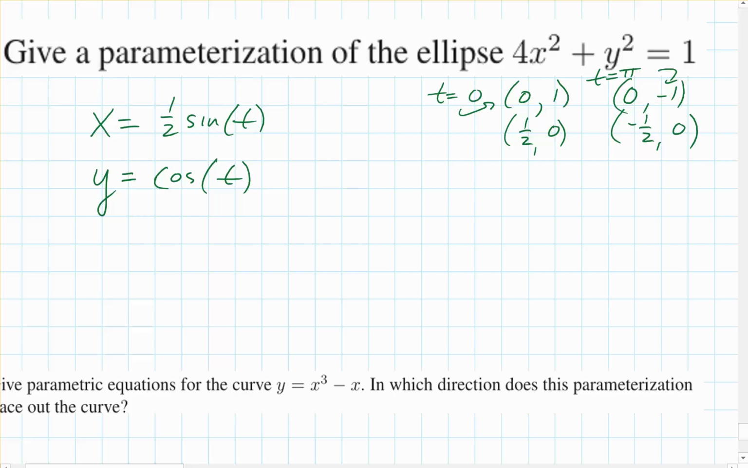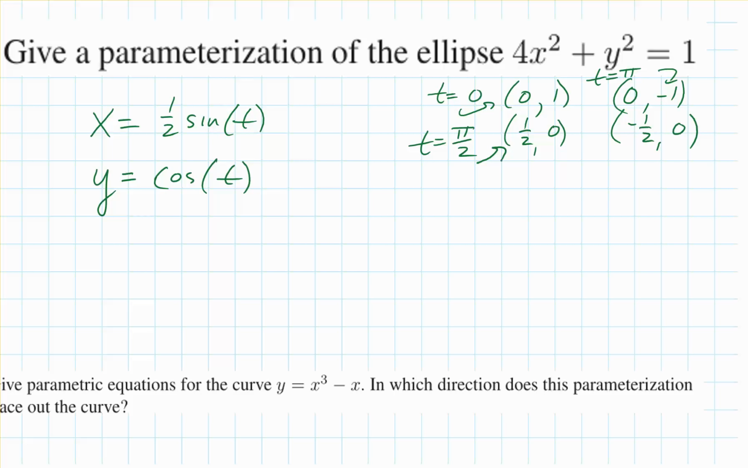What should we plug in now? Pi over 2. What's sine of pi over 2? Sine of pi over 2 is 1. 1 times a half is a half, so that's the half right there, right? What's cosine of pi over 2? 0. So we have t equals pi over 2 right here. What t value can we plug in next?